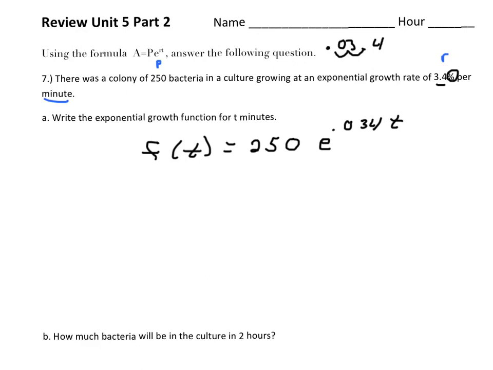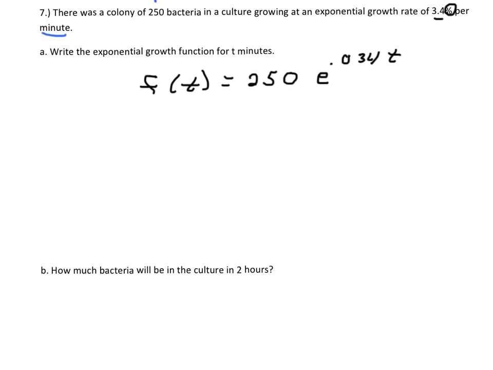Now from here, it says how many bacteria will be in the culture in 2 hours. Notice it says 2 hours, so you have to think. Up here, we are in minutes, aren't we? So this t is in minutes. So here's a hint: change 2 hours to minutes, and then substitute the value. Okay, go ahead and pause the video and perform that calculation.